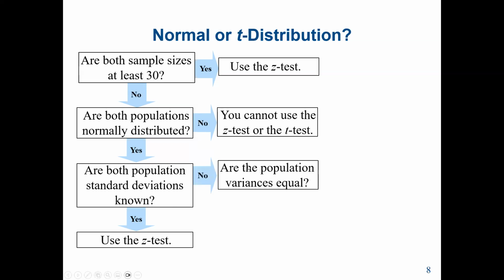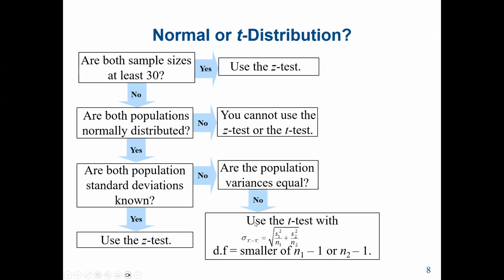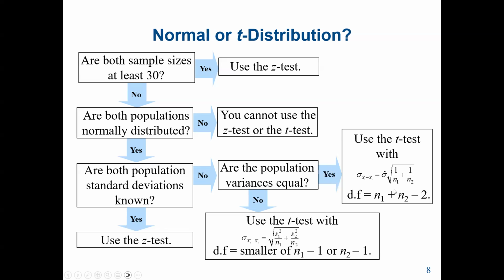Now, if the standard deviations are not known, we check whether the population variances are equal, because to use the t-test we have the option of equal or unequal variances, and we use a different method for each. If no, then we use the t-test and find the standard error and degrees of freedom this way. Otherwise, if yes, then this is the way we find the degrees of freedom, and this will be our test statistic with the pooled estimate.